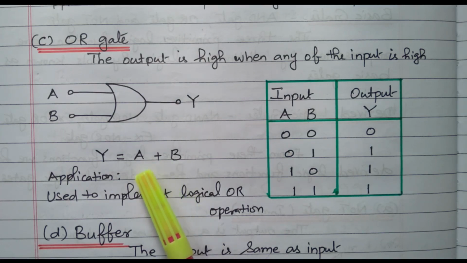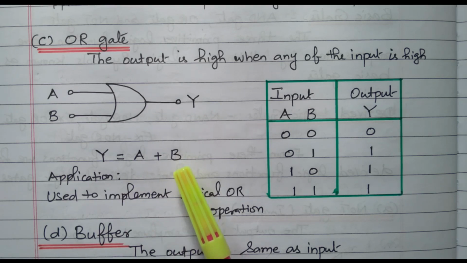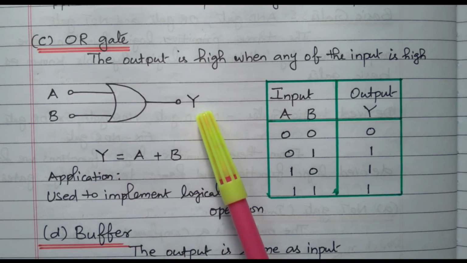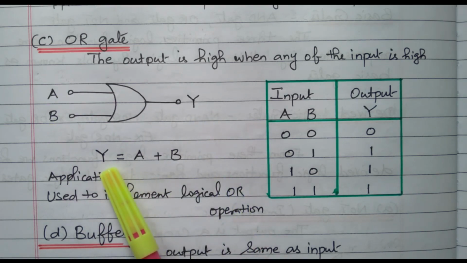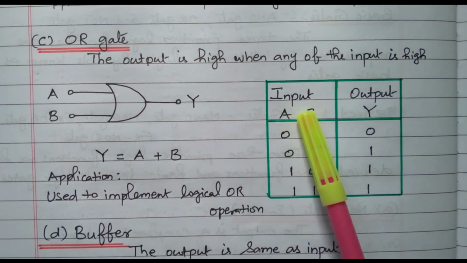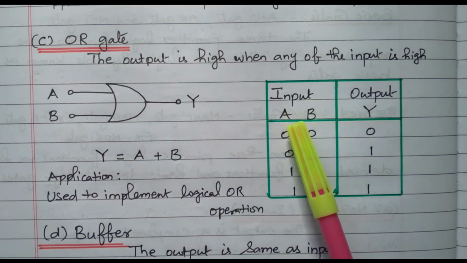Here A plus B, either A high or B high means we will get the high output, right? So this is the symbol, two inputs A and B, output Y. The Boolean expression is Y equal to A plus B. Now we'll see the truth table, with the inputs A and B, right?